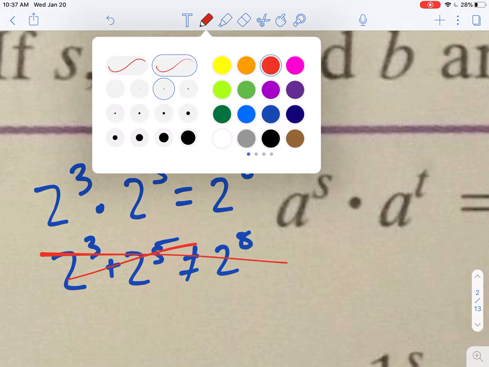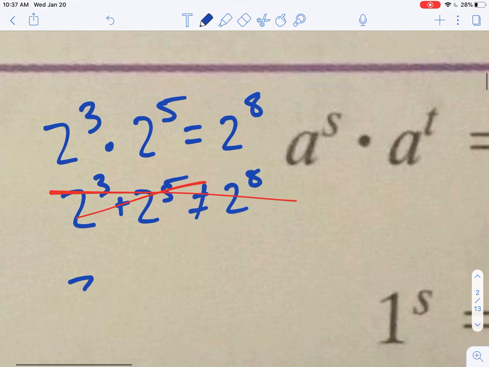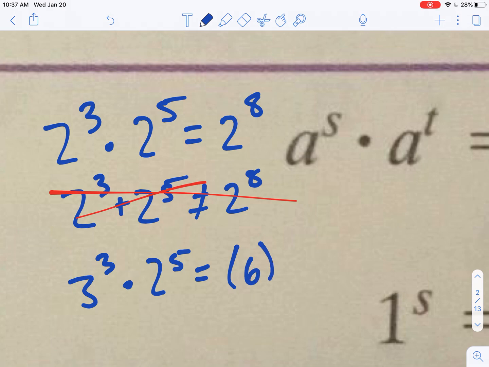Other things that I cannot do, I cannot say that 3 to the third times 2 to the fifth is equal to 6 to the eighth. It does not work that way. This is also something that does not work. So I cannot multiply things out and then add exponents. If I have different bases, I actually just have to go through and perform the math. If I have addition, I have to go through and perform the math. I can't just say, all right, different bases, let me multiply and then add.